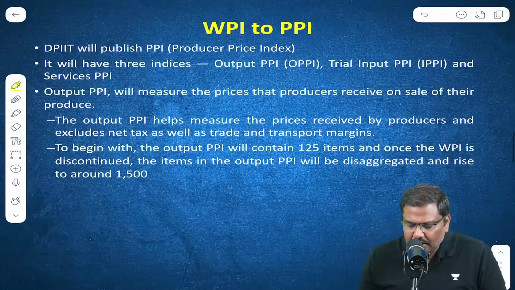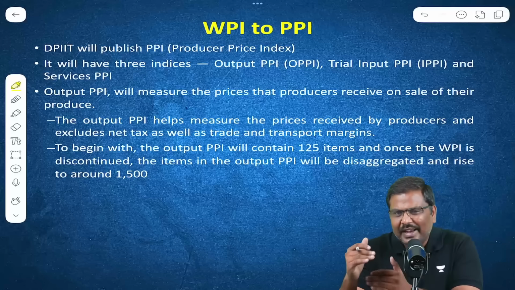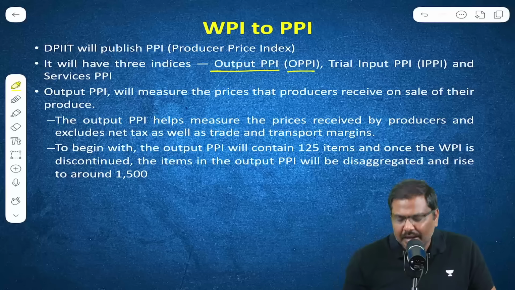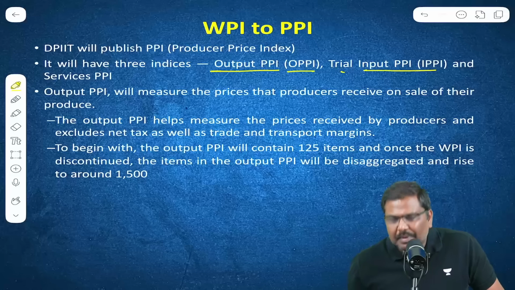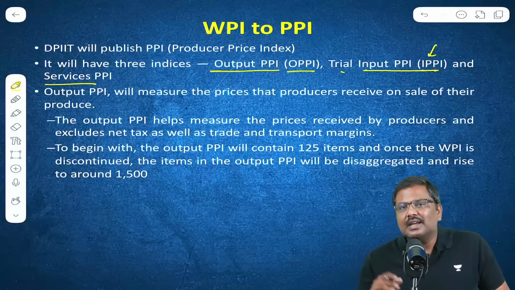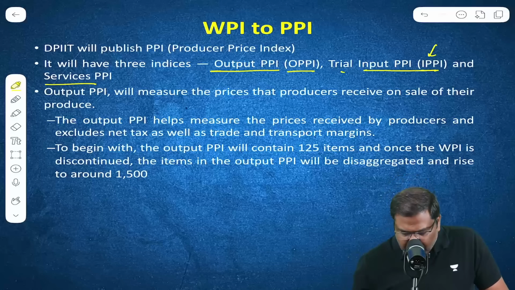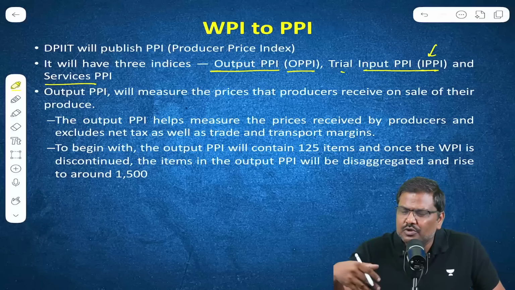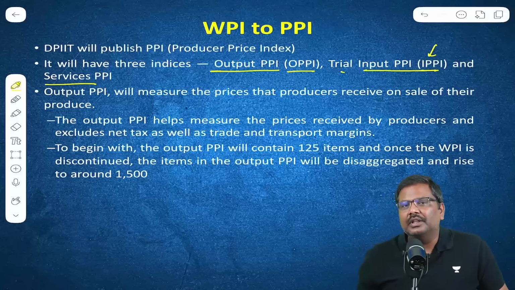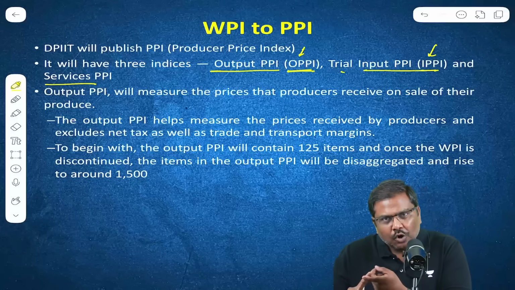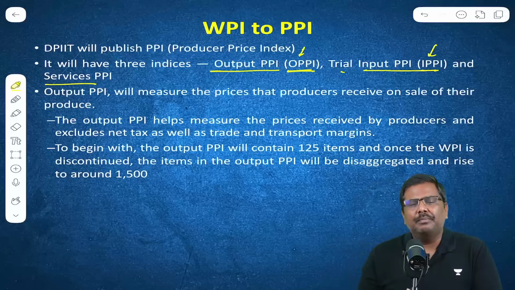So, under PPI, there will be three indices or three indicators published. One will be Output PPI, in short called OPPI. Then Input PPI, that will be referred to as IPPI. And the third one is the Service PPI. The Service PPI will be published on a quarterly basis, and I'll tell you the list of the services which will be included to begin with. But the fundamental idea is we are going to publish the Output PPI as well as the Input PPI.